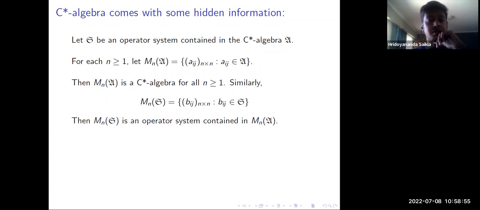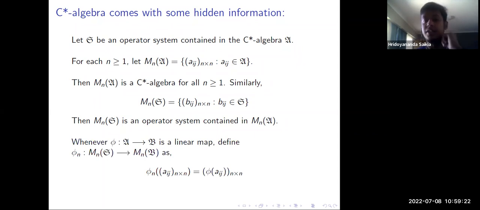Okay. Now, but we know that Mn of S is an operator system contained in the C-star algebra Mn of A. So initially we were given the operator system S contained in the C-star algebra A. Then what we have found is that for each natural number n, Mn of S is an operator system contained in the C-star algebra Mn of A. Okay. All right. Now suppose I am given a linear map P from the C-star algebra A to B.